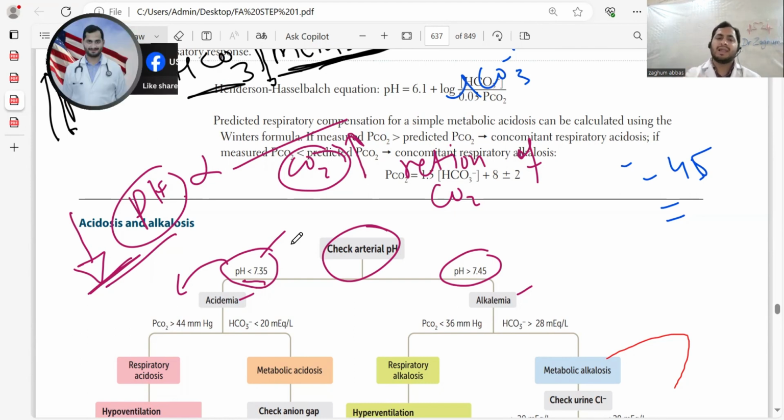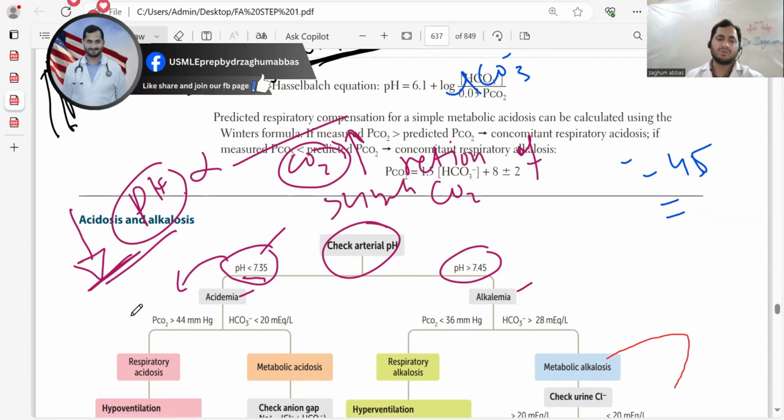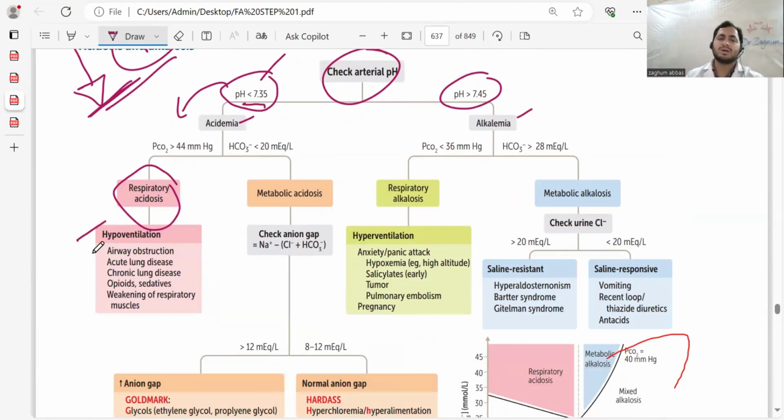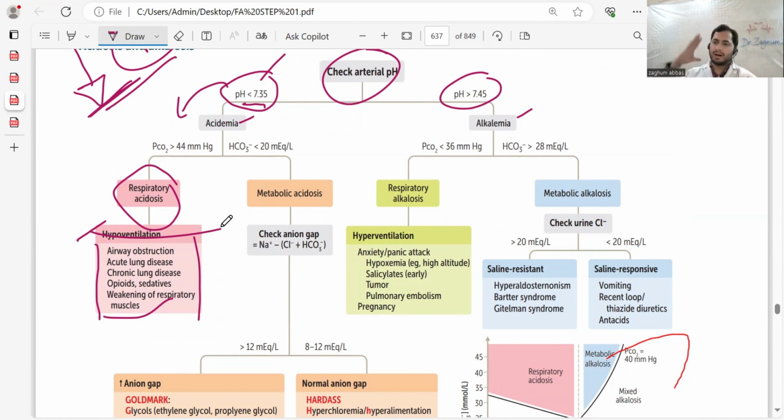Now the level will be more than 44 to 45. That will be your respiratory acidosis. In one word, you can say hypoventilation. How to cram these with a mnemonic? I have made a mnemonic in this way. In one word, I will say obstruction, at three levels of obstruction, from up to down.